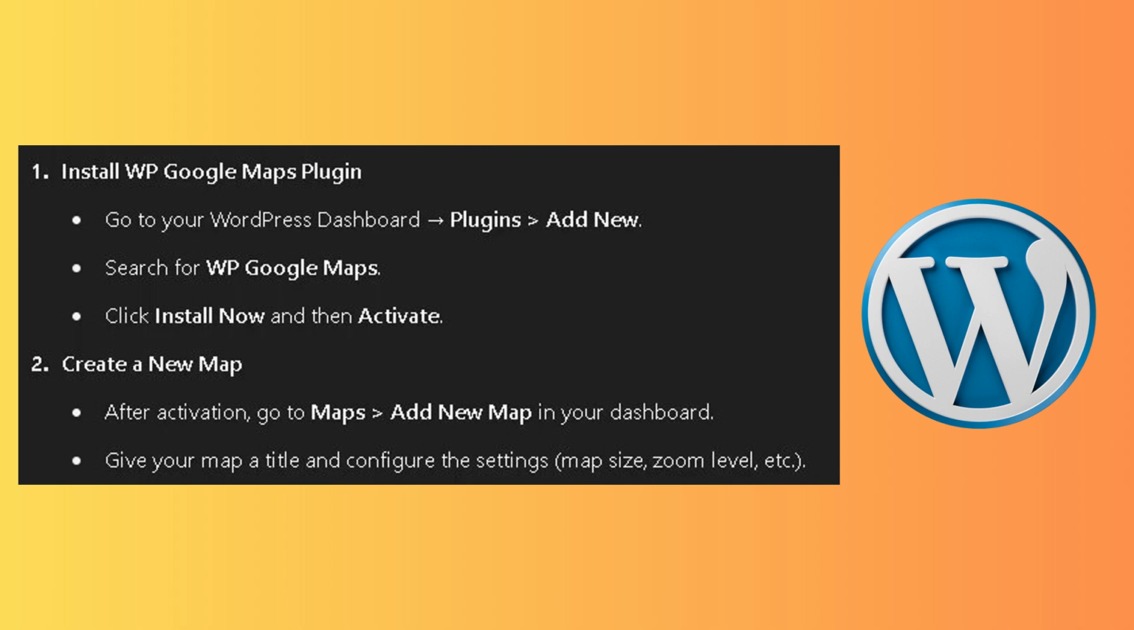Create a new map. After activation, go to Maps, then Add New Map in your dashboard. Give your map a title and configure the settings such as map size, zoom level, etc.